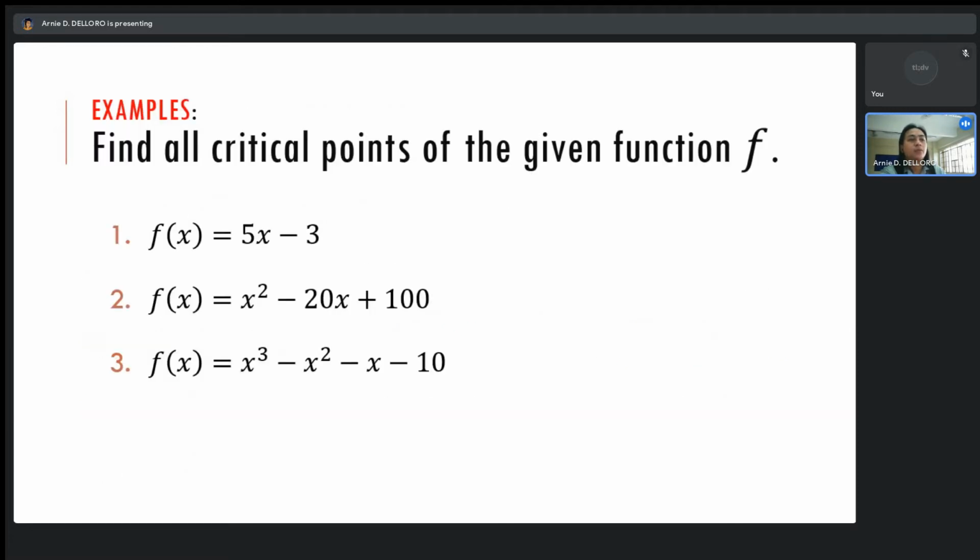Find all the critical points of the given function f. For number 1, we have f of x equal to 5x minus 3. Number 2, f of x equal to x squared minus 20x plus 100. And number 3, we have f of x equal to x cubed minus x squared minus x minus 10. So the first thing that we have to do to solve the critical points of the given function, we have first to find the first derivative.